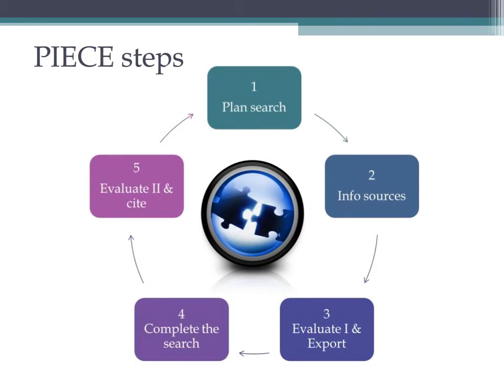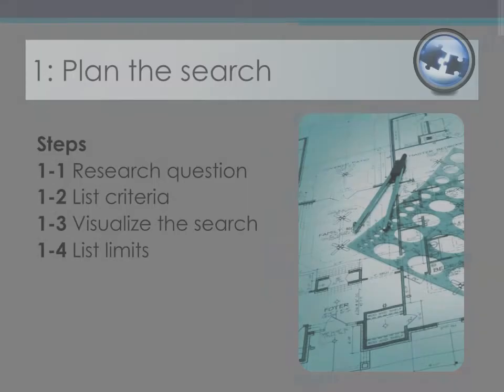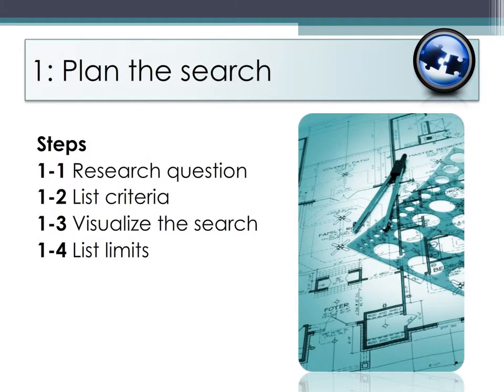There are 5 main steps that we will go through during this video: planning the search, selecting and searching the information sources, an evaluation part 1 and exporting citations, completing the search, and then evaluating and citing. There are 4 main steps for planning your search: determining the research question, listing the criteria of what you are looking for, transforming that criteria into search terms, and finally listing the limits that you will put on your search.